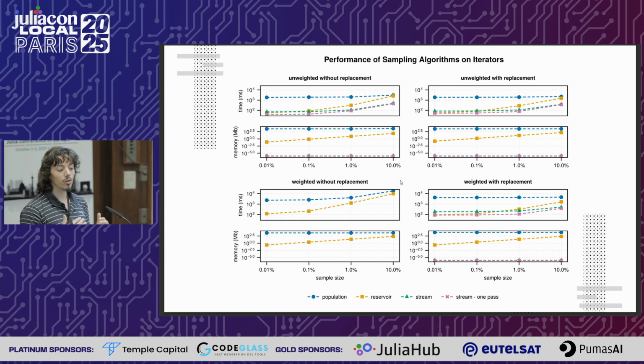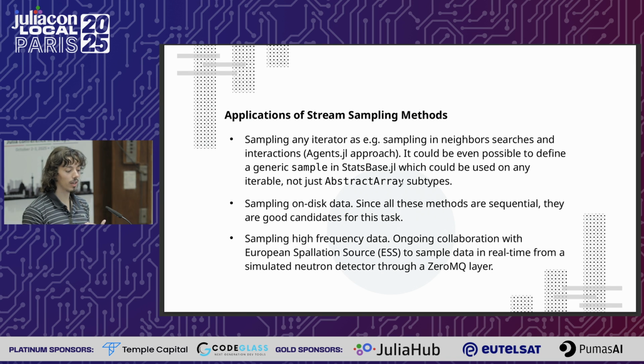And so these methods are very good, and they can even be used in applications. For example, they could be even more general sample methods in StatsBase, because you could do sampling not just on abstract arrays but on every iterable object. And I actually use this in Agents.jl, which is another library I work on, for sampling some iterator in this setting. And this can also be used to sample from on-disk data.